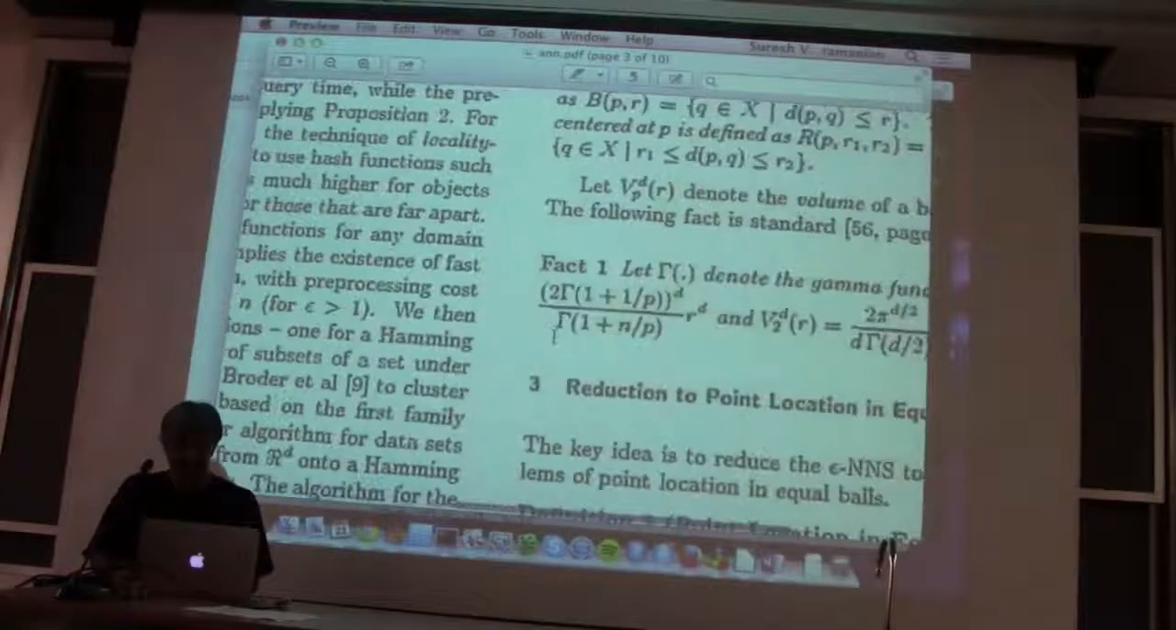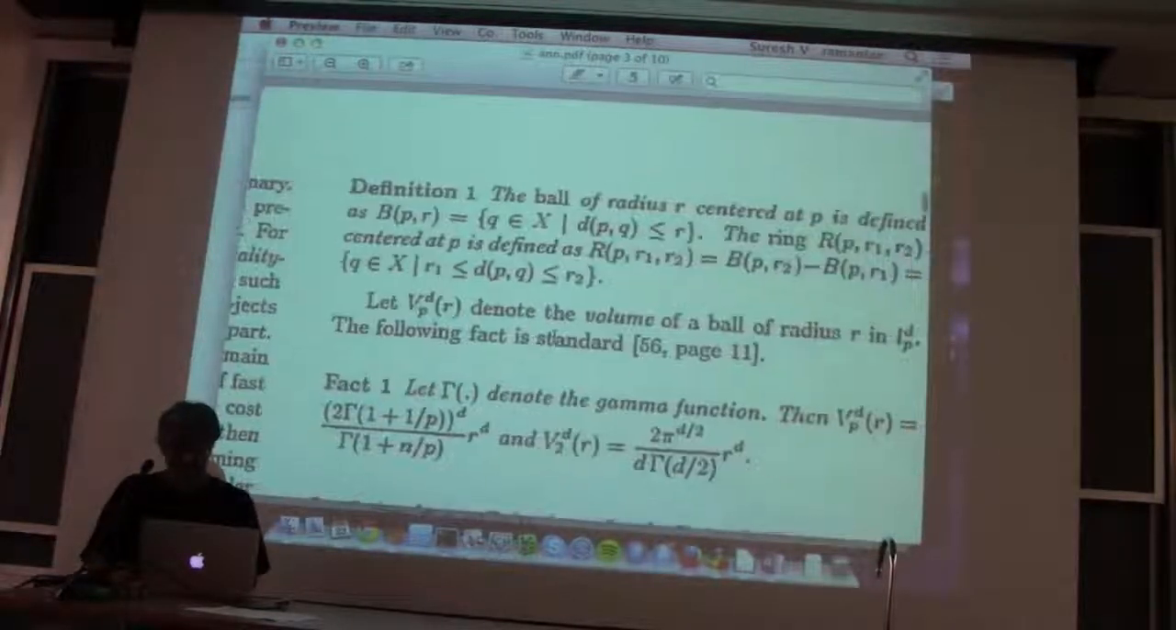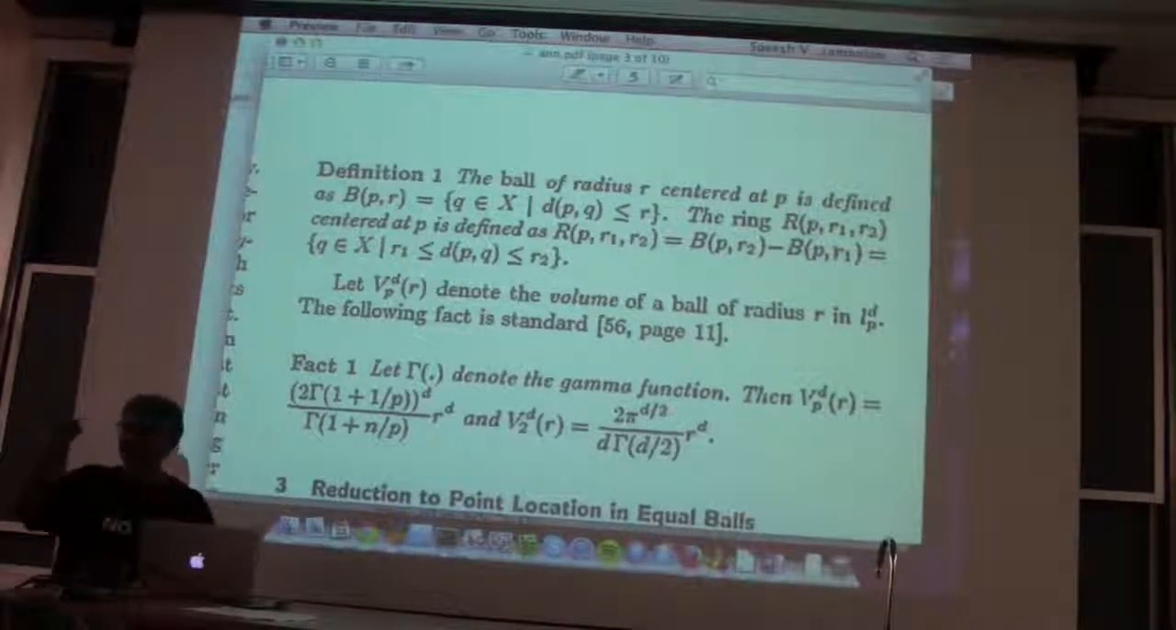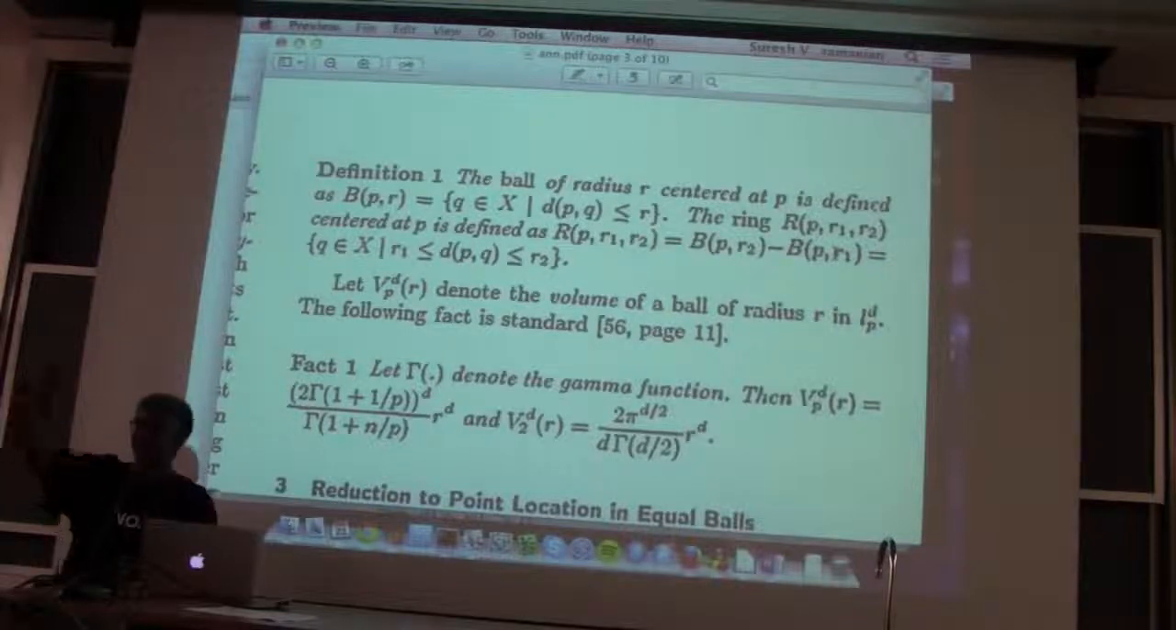So now we're still in section 2. We need some notation. Oh boy, it's getting complicated here. The ball of radius R centered at P is defined as B(P, R) as this. Okay, that's just a definition. The ring centered at P is defined as B(P, R2) minus B(P, R1). Again, it's helpful to draw this. Basically, you take a ball of radius R2 and you subtract the ball of radius R1.